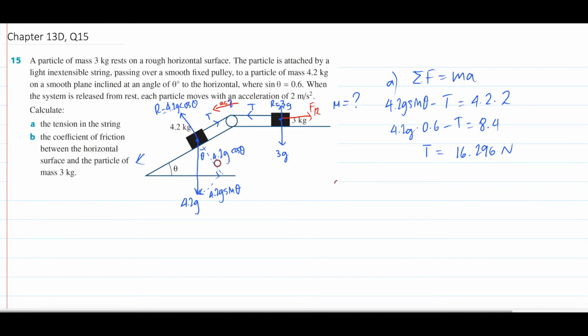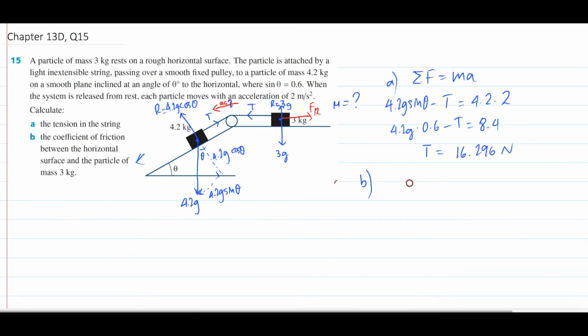Just solve for the left-hand side. Really, what's your object over here? What are the forces? You can easily solve for tension. Now, part B, guys. Now we look at this other one, the one that has friction, right? Part B, find the coefficient of friction between the horizontal surface and the particle of mass 3 kilograms.